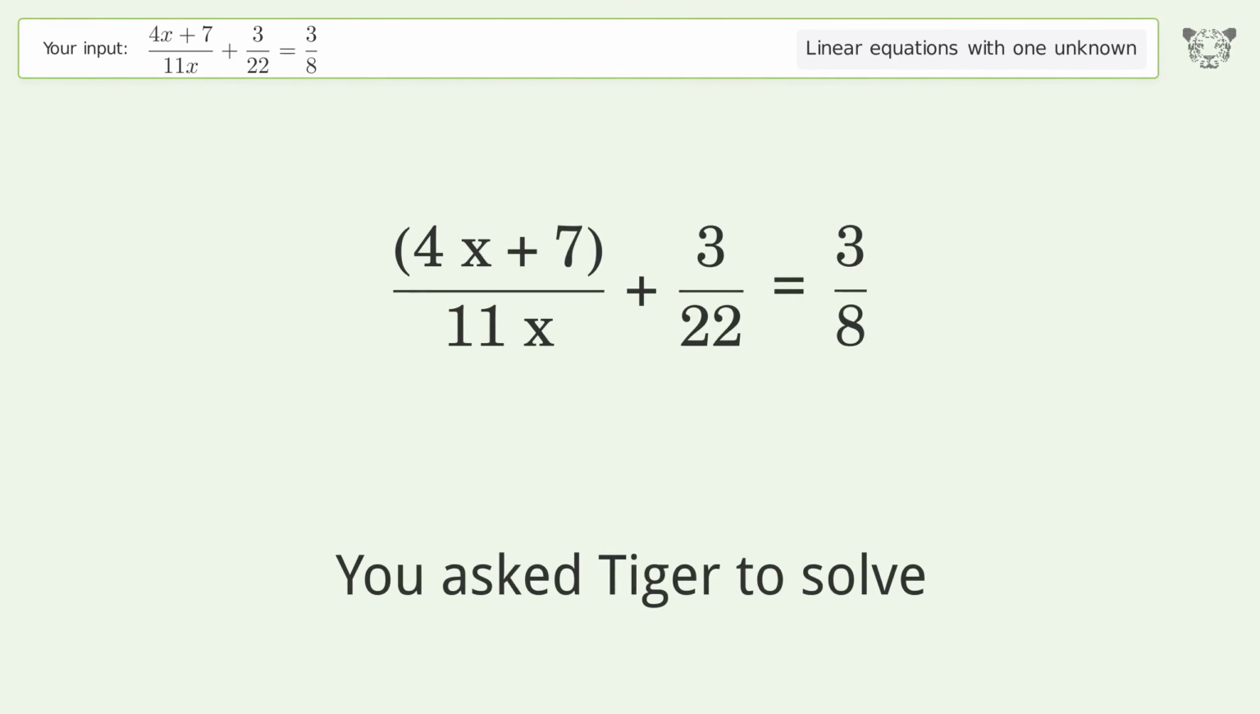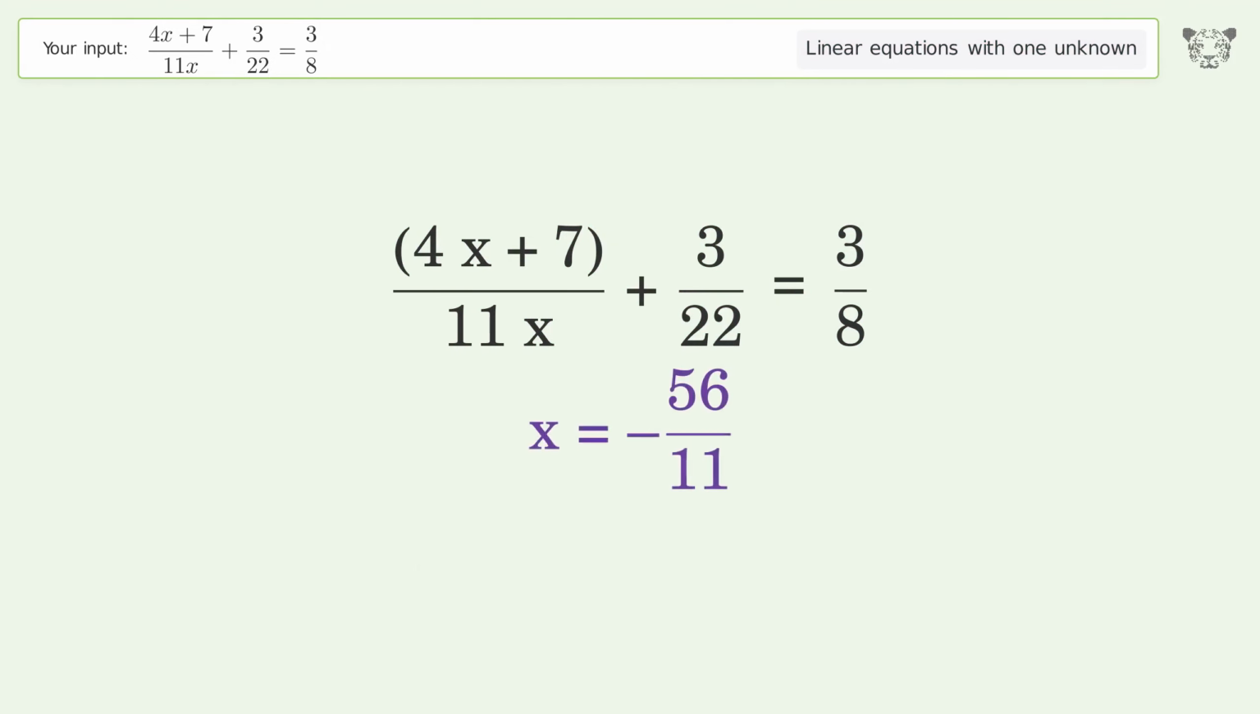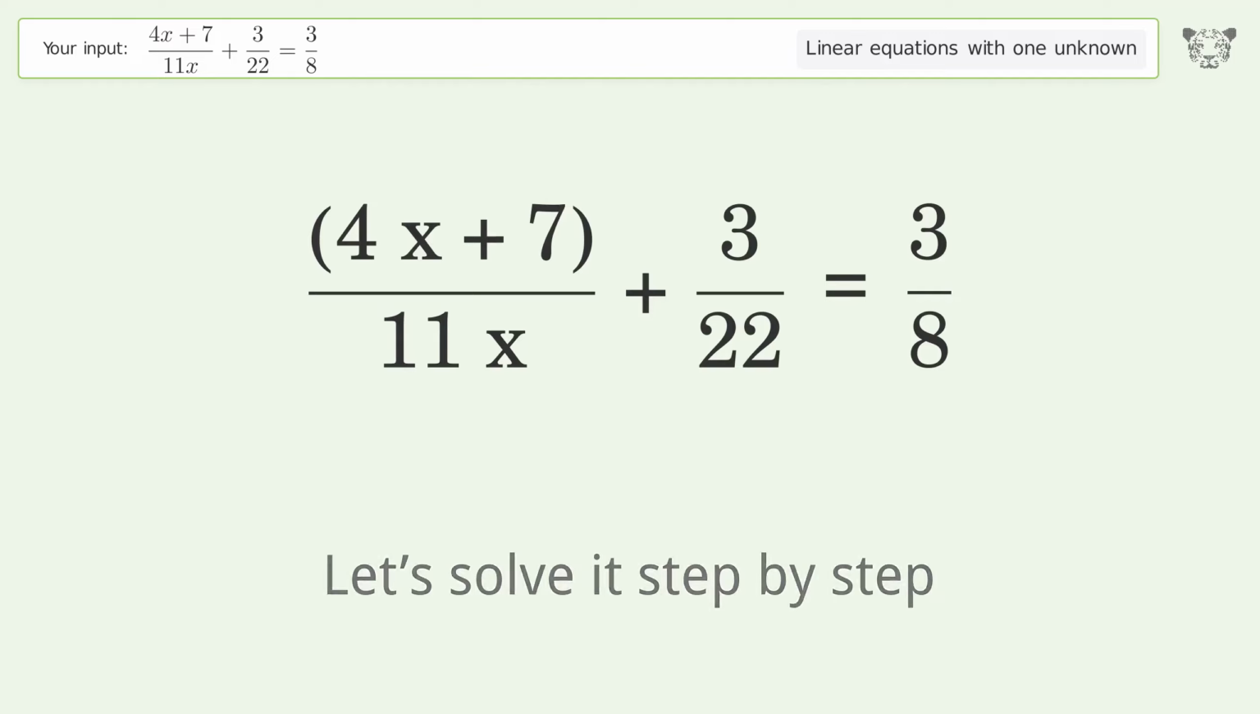You asked Tiger to solve this. This deals with linear equations with one unknown. The final result is x equals negative 56 over 11. Let's solve it step by step.